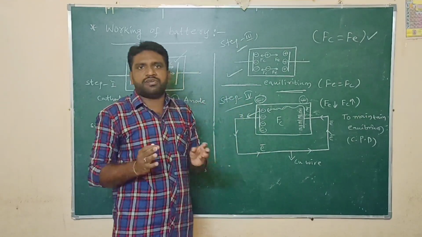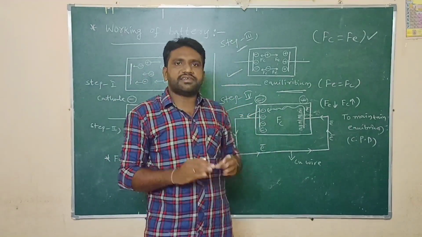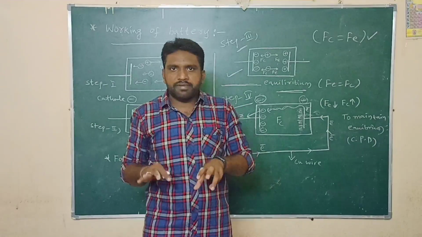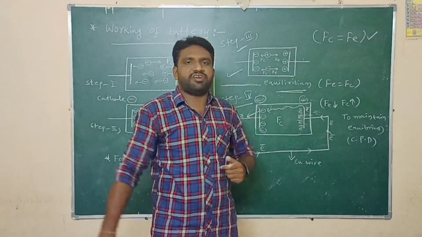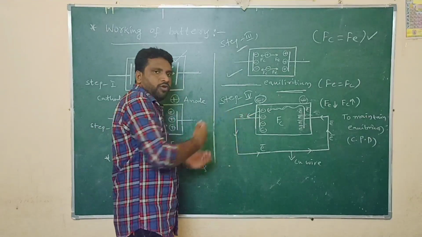Battery is discharged, which means very simply, the chemical energy which is present in the battery is completed. So when there is no chemical energy, it is unable to maintain the constant potential difference. So when there is no constant potential difference, there is no flow of current.